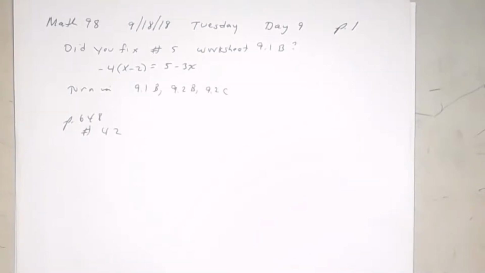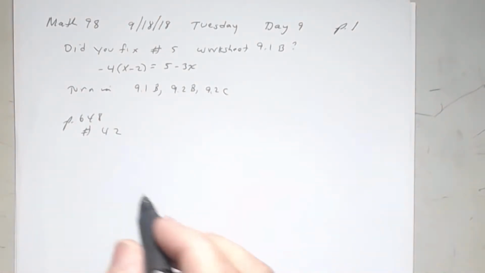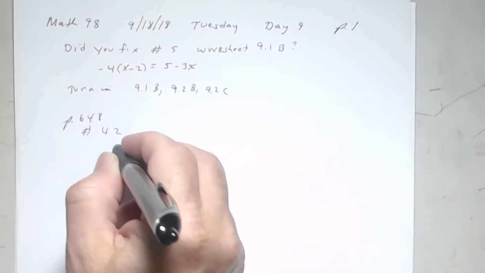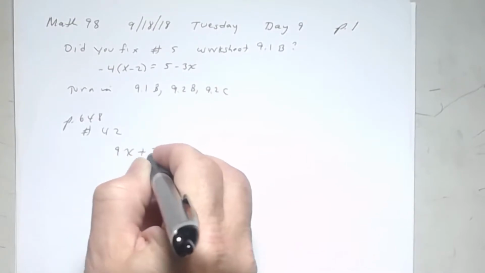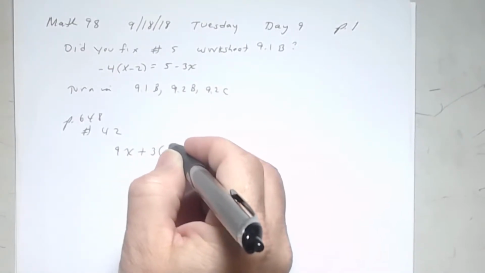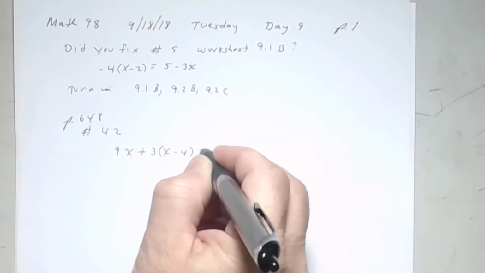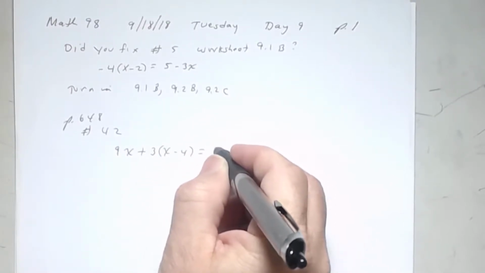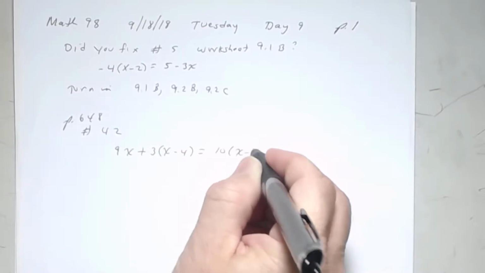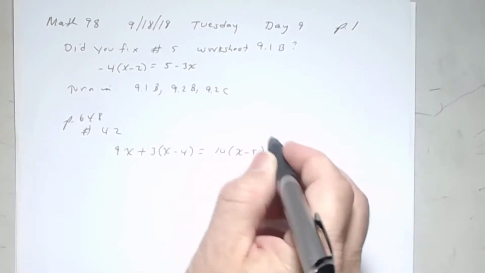All right, so in 42, you have 9x plus 3 times x minus 4 equal 10 times x minus 5 plus 7.